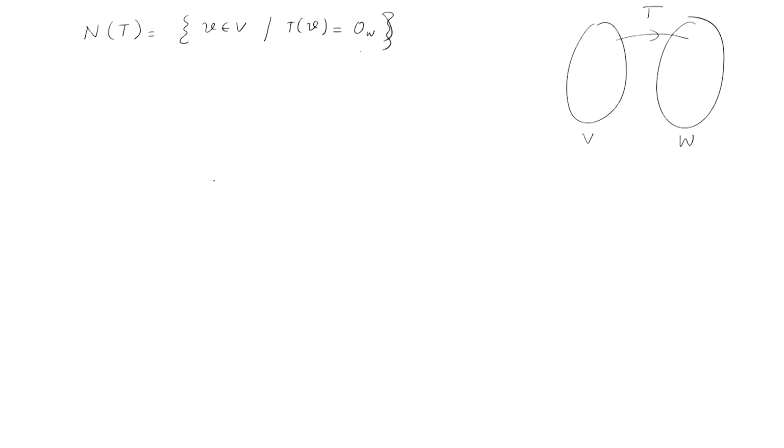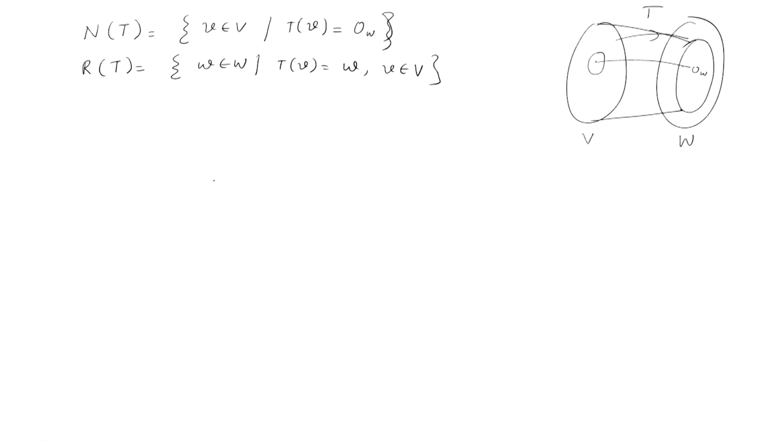All those elements here which map to 0 of W, it may be one element or it may be a set. This set is called the null space of T. And the range of T is defined as all those w in W such that T(v) equals w for some v in V. I mean the image of V in W will be the range of T.